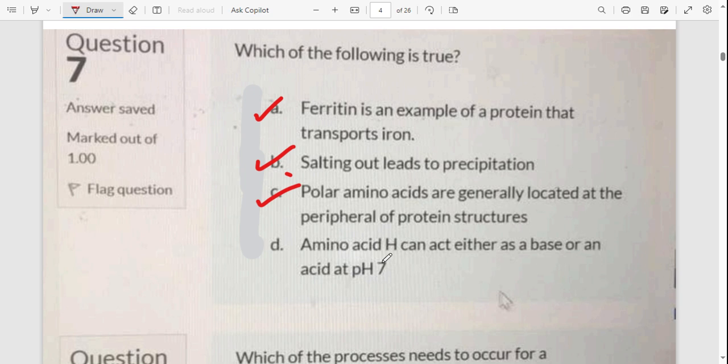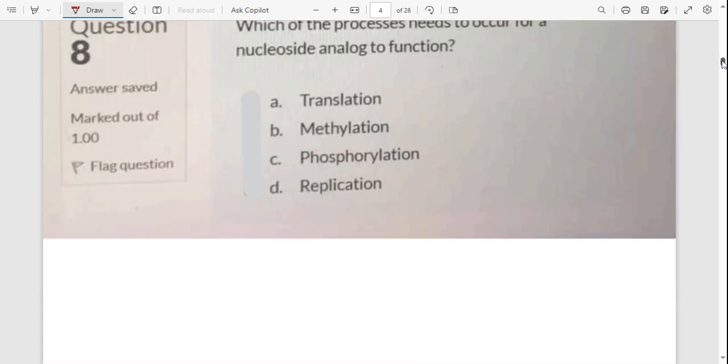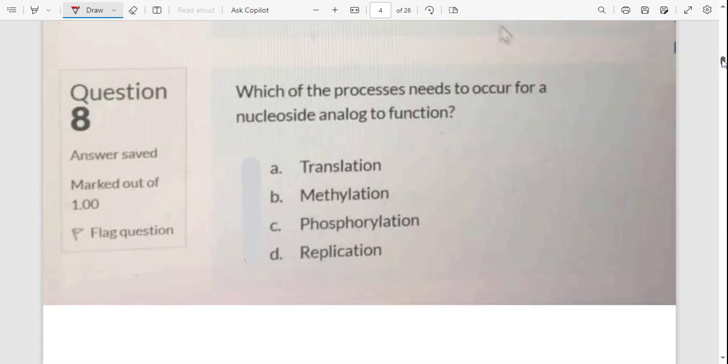Amino acids such as histidine can act either as a base or an acid. This is true. Histidine at a pH of 7 acts both as an acid and as a base. It's amphipathic. Actually, it is amphoteric.